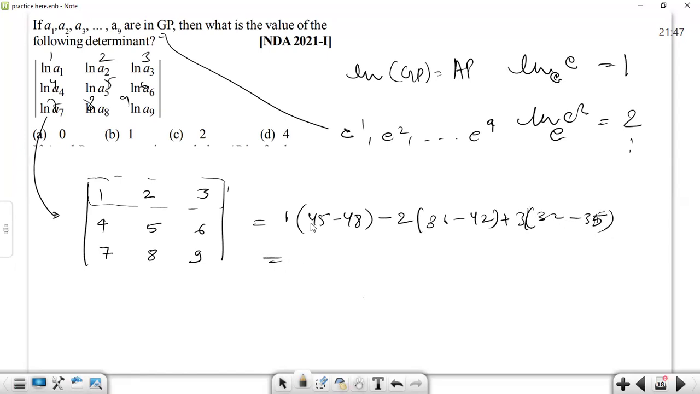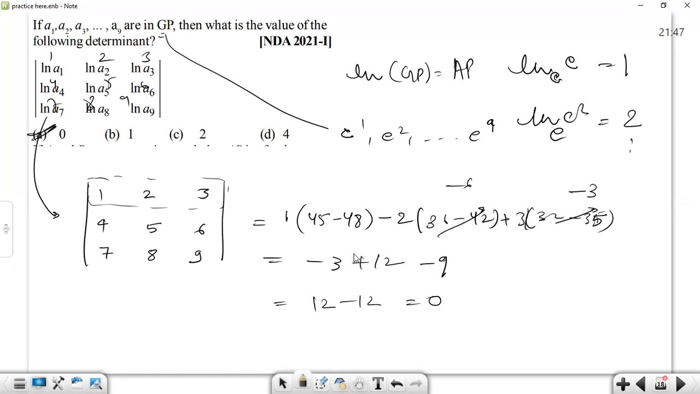Okay. 45 minus 48 becomes minus 3, minus 2 into 36 minus 42 becomes minus 2 into minus 6, plus 12. 32 minus 35 becomes minus 3, plus 3 into minus 3, that has become minus 9. 12 minus 3 minus 9, that is 12 minus 12, that is 0. A should be the correct answer.